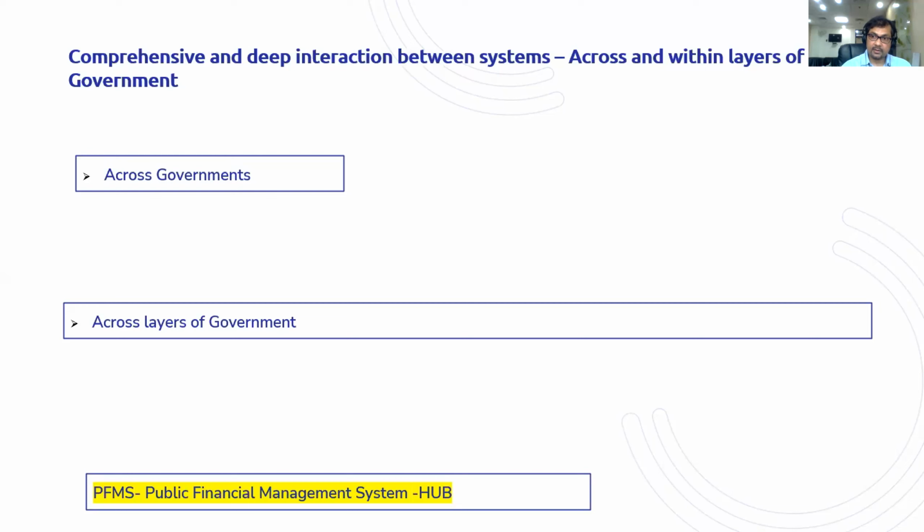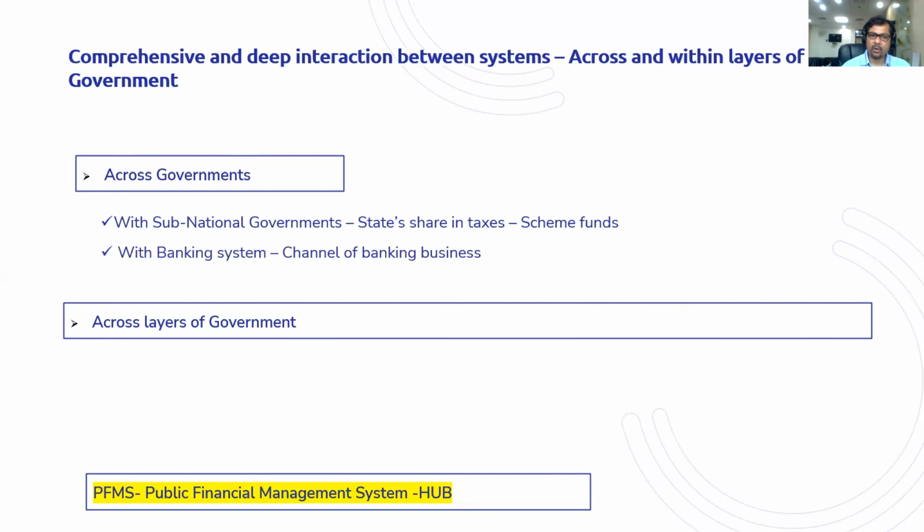Across governments, we have around 28 states and 8 union territory governments, which are subnational governments. A huge amount of funds is released to them, either as share in taxes or under various government schemes. We give them advance information about all those transactions or fund releases through the non-digital mode, that is budget documents and so on.